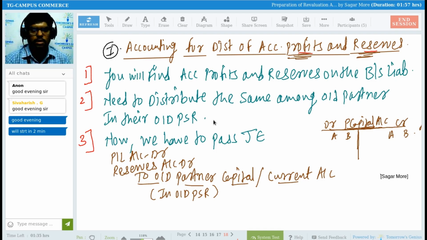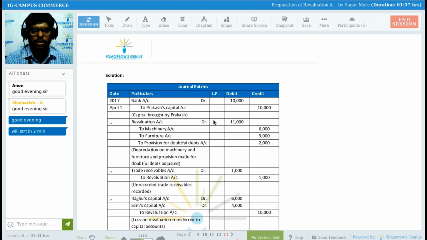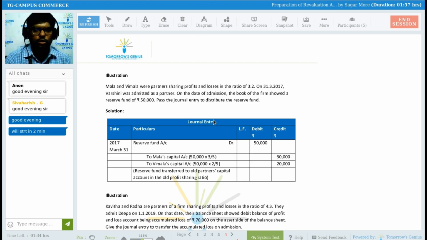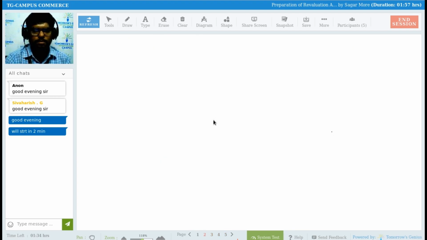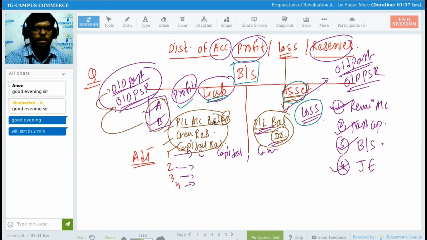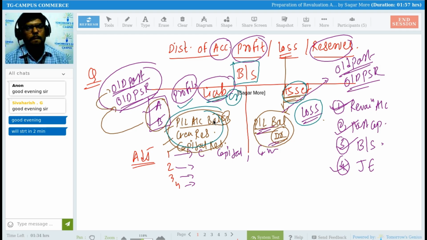Sir, reason. Yes, a simple rule is there, sir. Where are this profit and loss account balance and reserves at present? They are on the balance sheet liability side or asset side? At present they are on the liability side, right? Liability means credit. So if you are transferring anything from a liability, you have to debit it. Then only it will get transferred. Debit and credit will get cancelled.